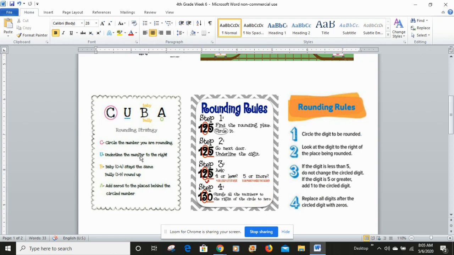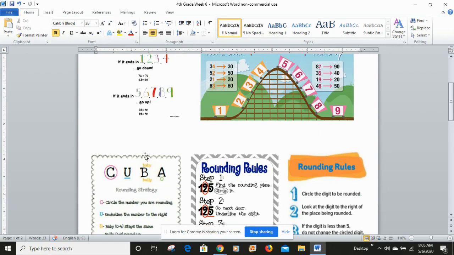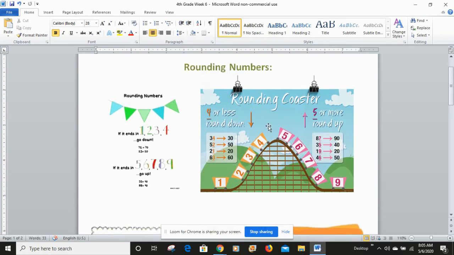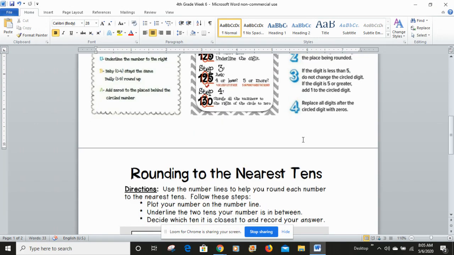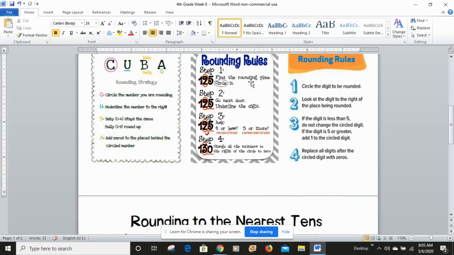There's another method called CUBA. It's kind of the same thing, just puts it into an acronym. And then we use things like rounding roller coasters to help us remember 4 and below stays the same, or we say round down, 5 or more rounds up. What I like to use when I round is where you just identify the place value, go to the right, and see if it's 5 or above or 4 and below.